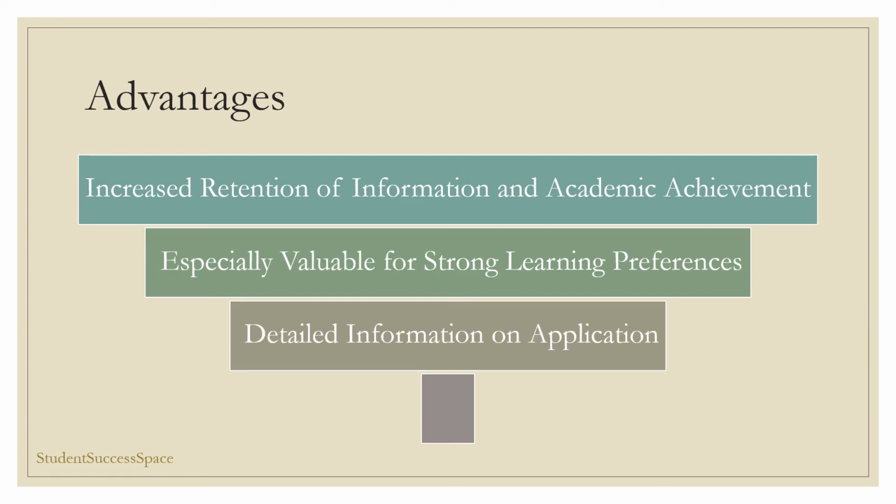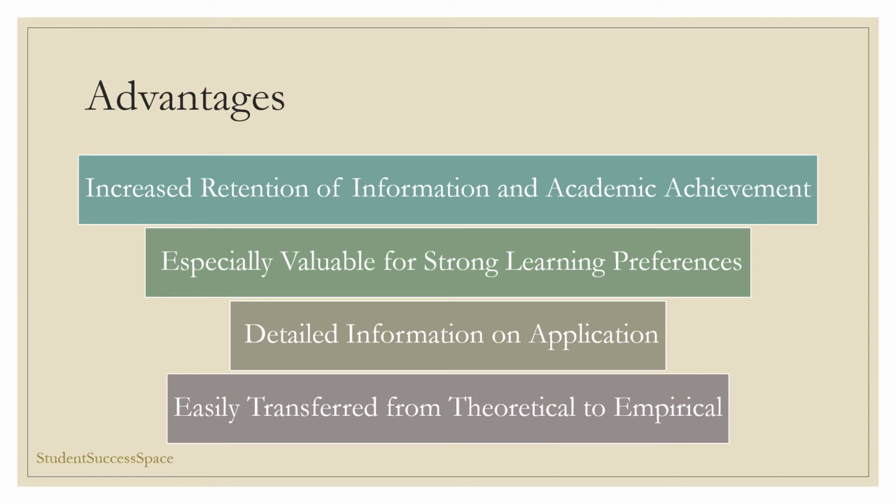So, detailed information on application. Over the years during their research, Dunn and Dunn carefully recorded details on how each of the stimuli and elements could be altered and applied in learning environments. It's easily transferred from theoretical to empirical. The theoretical information embedded in this theory is really easily applicable to an empirical approach without having to worry about any needed special materials, adaptations, or explanations.